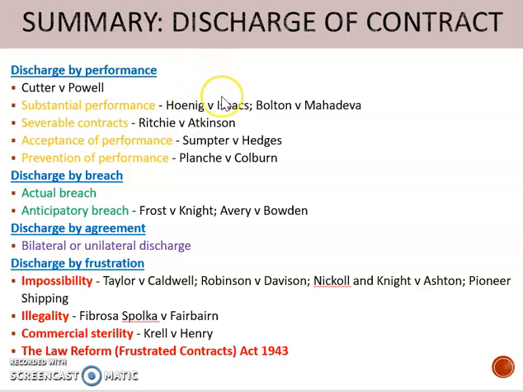And remember, we always compare Hoenig and Isaacs with the case of Bolton and Mediva, because whether there's been substantial performance or not is of course subjective. There are also severable contracts. These are nice and convenient for us, because if, for example, a contract says £10 per jumper, and they're supposed to be making 100 jumpers, but they've only made 50, we know that they're entitled to £50 because it's a severable contract, it's £10 per jumper. So that can be quite helpful.